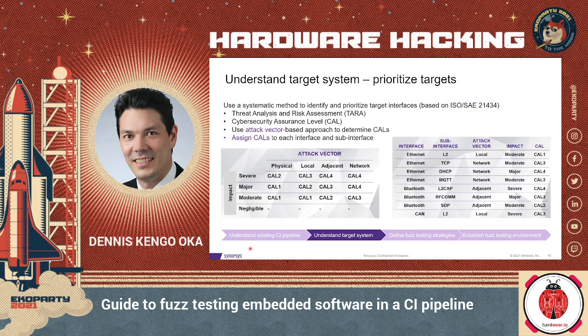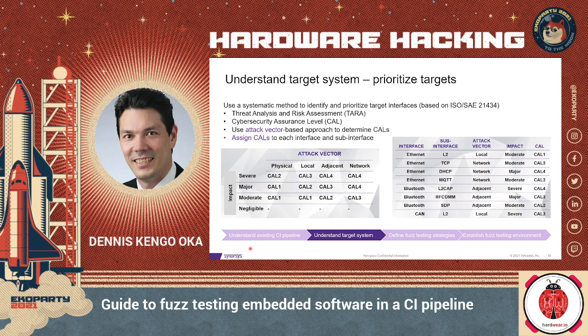Once we understand the target system, our next step is to prioritize the test targets. One way to do that is to use a systematic method to identify and prioritize these test targets using ISO/SAE 21434. In the standard, there is a threat analysis and risk assessment method, TARA, described that can be followed. Also in Annex E, the cybersecurity assurance levels, CALs, are described. CALs can be used to determine the depth and the scope of testing.